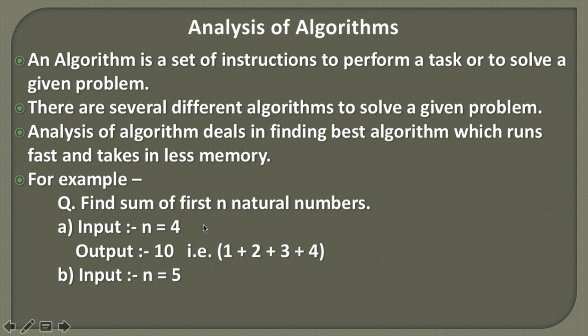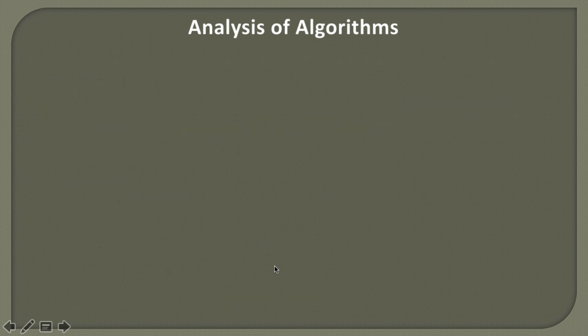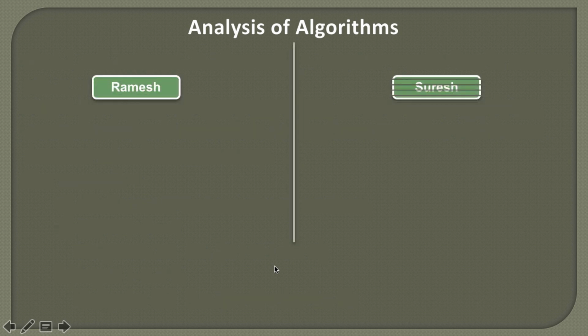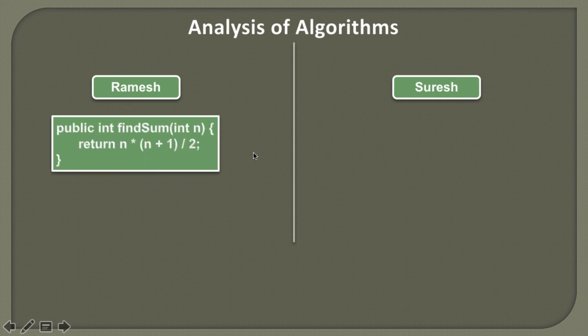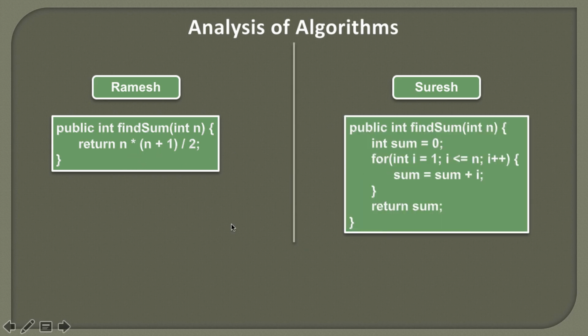Similarly, if we input n equal to 5, then we get output as 15. When we do 1 plus 2 we get 3, 3 plus 3 we get 6, 6 plus 4 we get 10, and 10 plus 5 we get 15. So this is the sum of the first 5 natural numbers. Now let's say we want to solve this problem, and we have 2 programmers who come up with their own algorithms. Ramesh comes with one algorithm and Suresh comes with yet another algorithm.